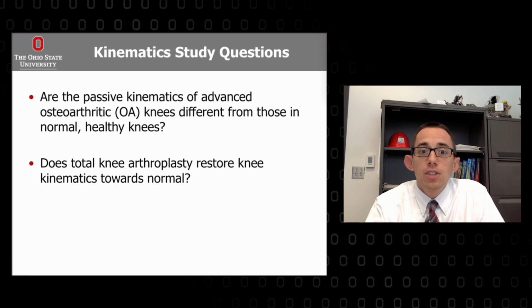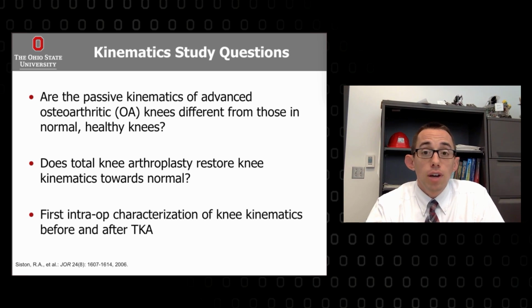kinematics, as measured inside the operating room, of advanced arthritic knees different from normal and healthy knees? And does a total knee arthroplasty restore these passive knee kinematics towards normal? And what we thought was that this, at the time, was the first ever intraoperative characterization of knee kinematics before and after a total knee arthroplasty, and there's a reference to the paper there down at the bottom.